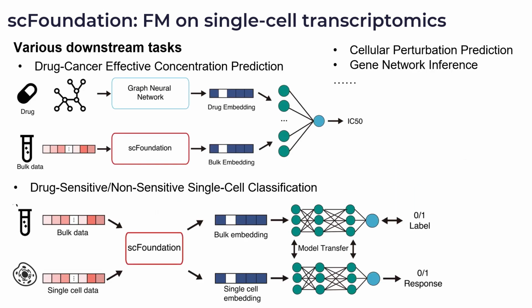Single-cell foundation can also be applied to various downstream tasks, such as drug cancer effective concentration prediction and drug sensitivity single-cell classification. For example, in the first task, drug embeddings are generated using a graph neural network, while bulk embeddings are generated using single-cell foundation. These embeddings are then integrated into a prediction model to estimate the IC50 value, which represents the effective concentration of the drug against cancer cells. So, as long as the embedding generation capability of single-cell foundation can be properly utilized, downstream tasks can be easily carried out.